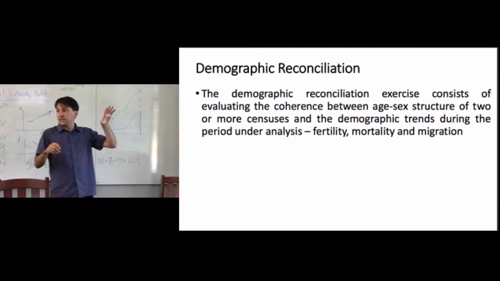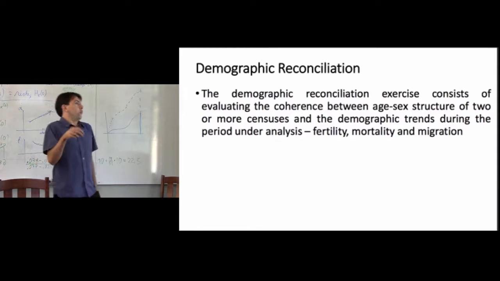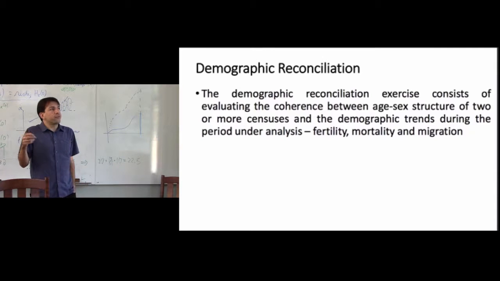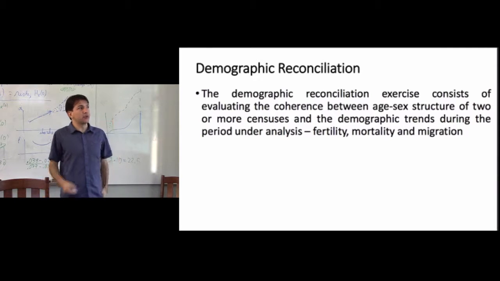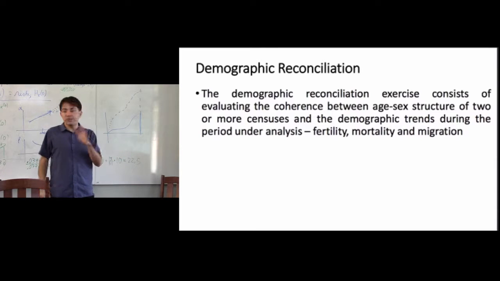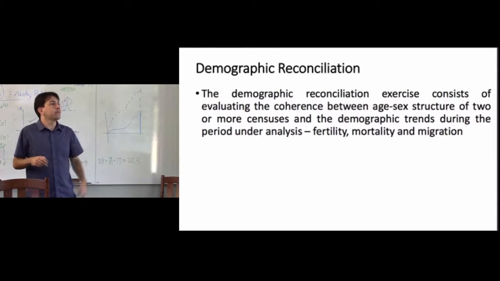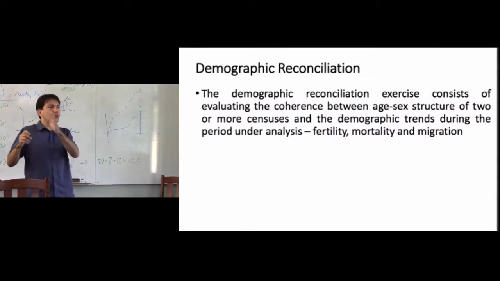So based on this analysis, for every single year and every single age group, we do an exercise called demographic reconciliation. This is how, for instance, CELADE, the Latin American Center for Demography, adjusts the census results to use as the starting point of their population projections. So we are doing basically the same thing. This method consists in evaluating the coherence between two different, historical censuses and the demographic trends during this period. So it's basically trying to find a coherence between this information that we don't see here actually.